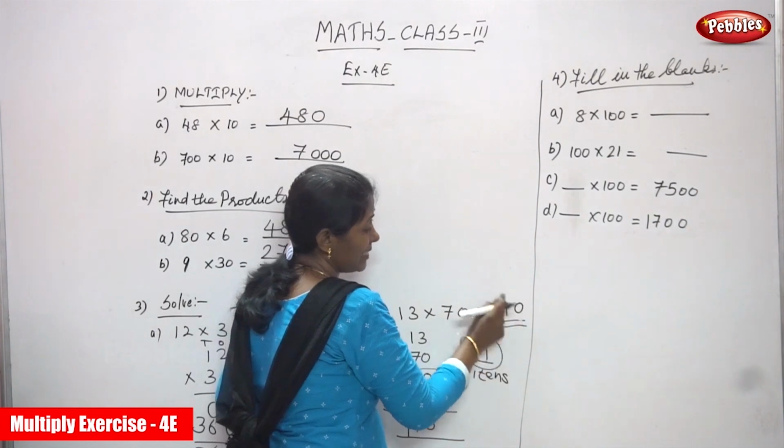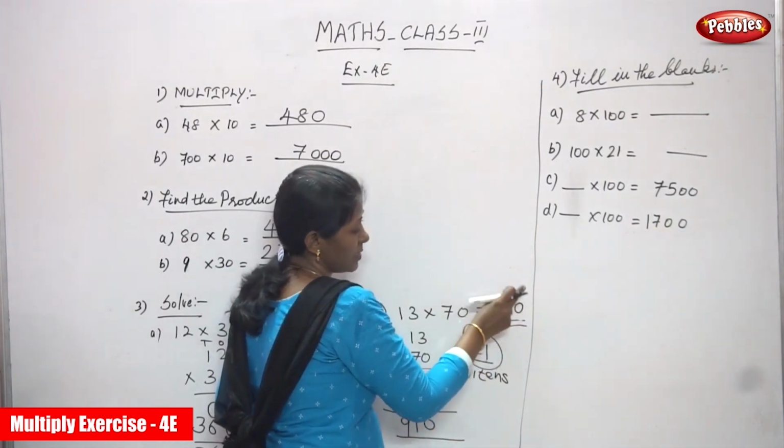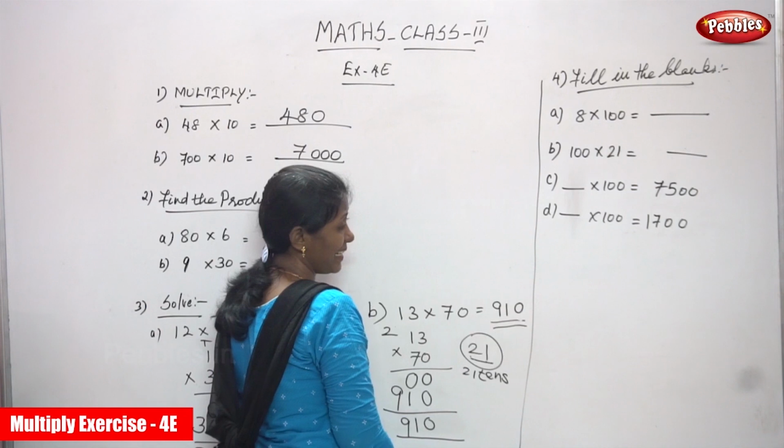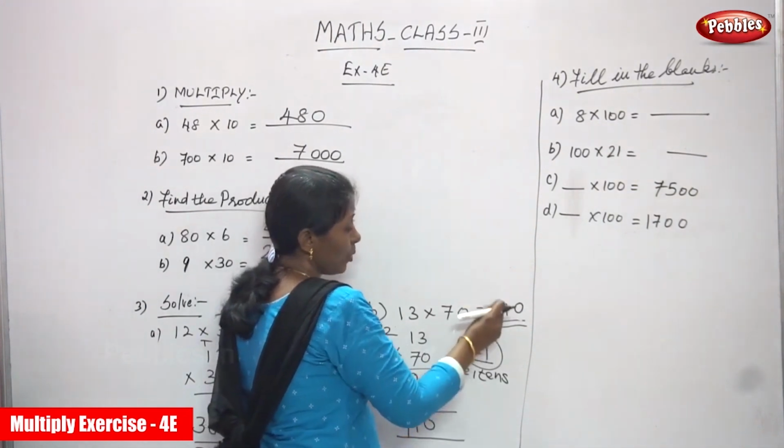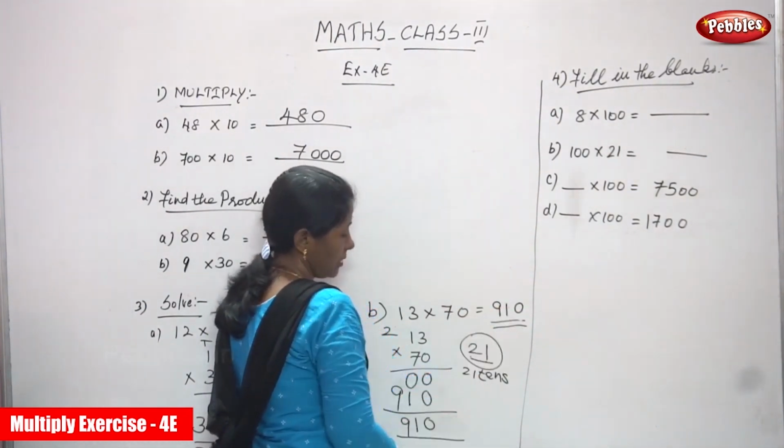910, that is 900, 110 and 0 ones. This is the right answer, 910. This is the right answer.